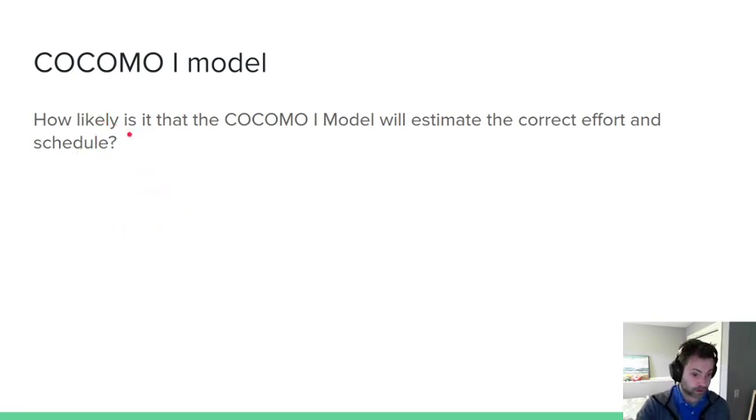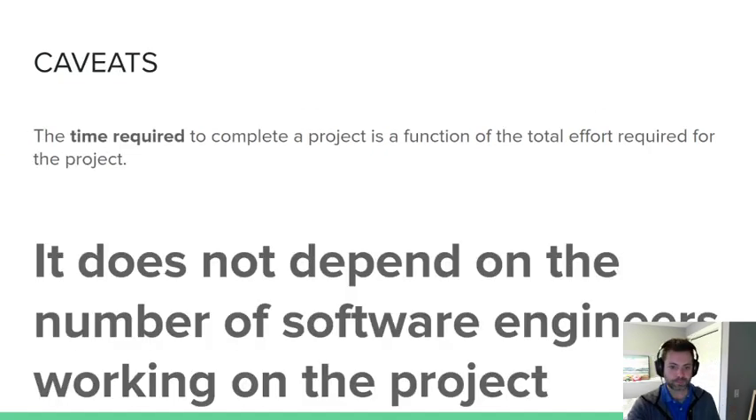But is this number valid and good? Sure. We can use it to estimate the rest of our project, and then we can refine it as we go, right? Kind of like our requirements or our use cases, we're going to refine them over time as we get more information. So we have some caveats for this. The time required to complete a project is a function of the effort required for the project.